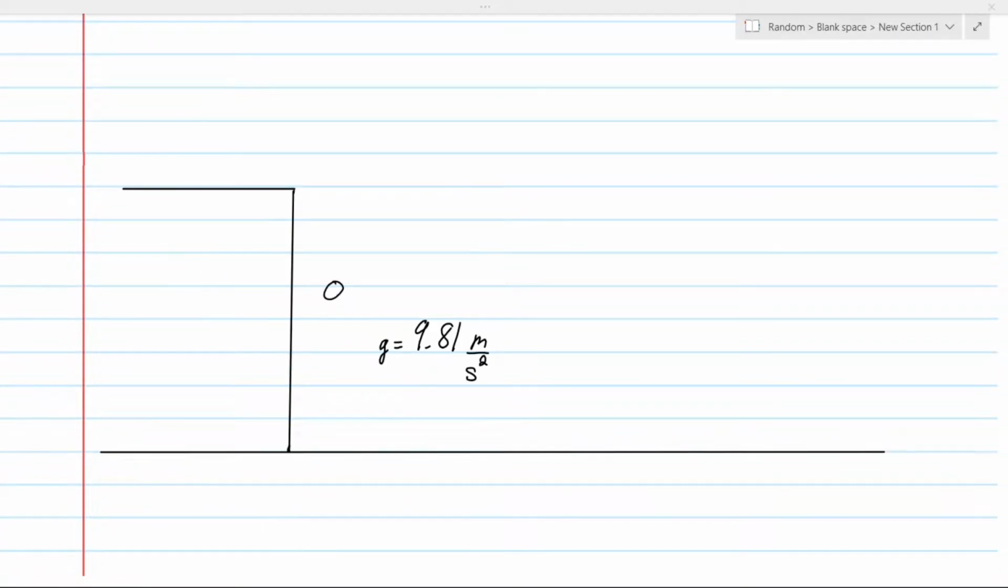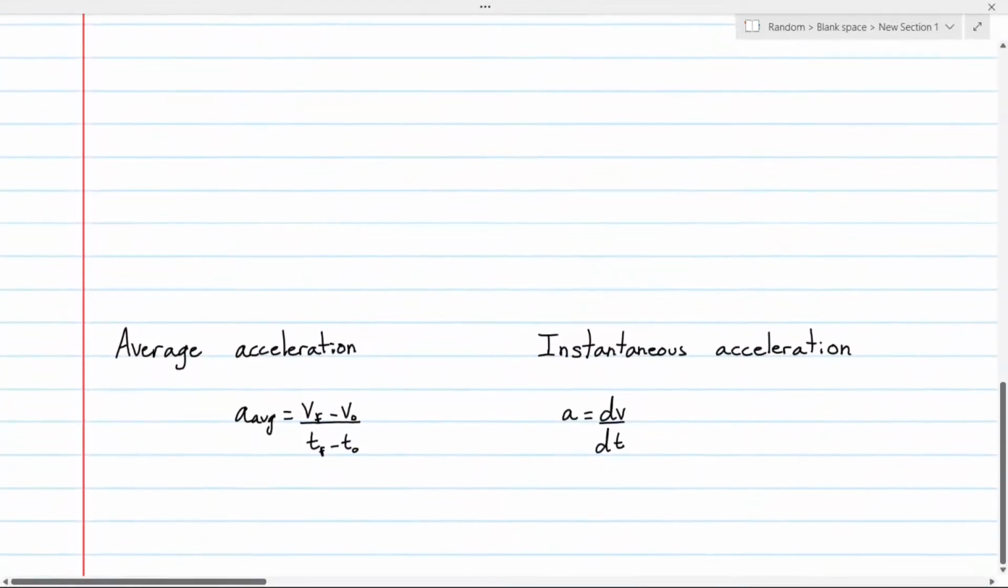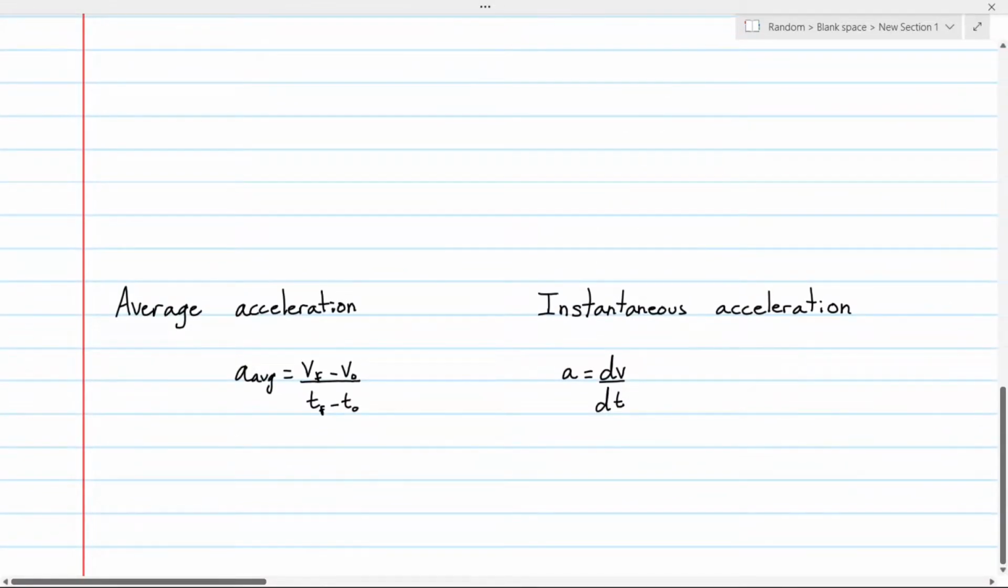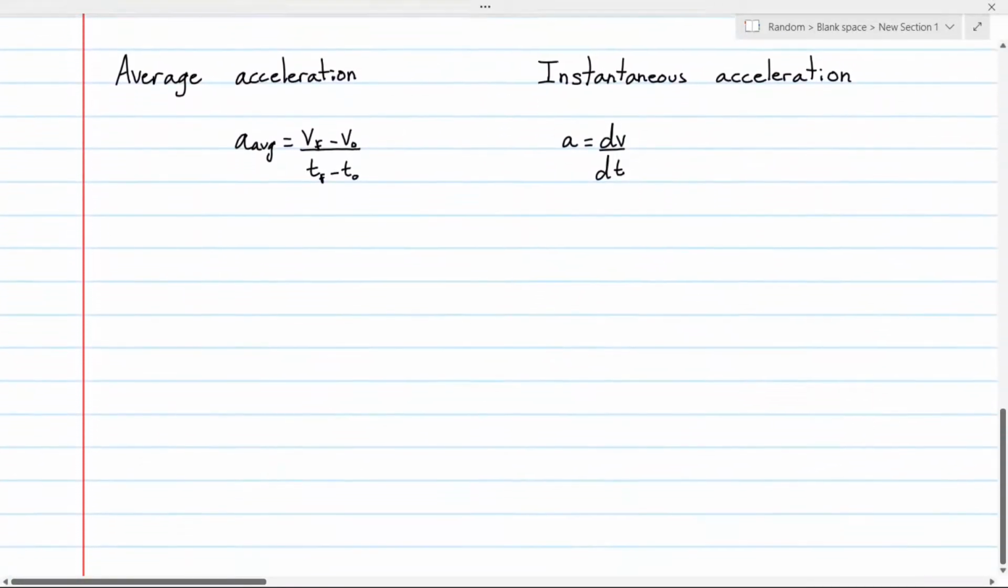If acceleration is constant, then the instantaneous acceleration and the average acceleration are equal. This allows us to work out the kinematic equations in two separate ways. This video will cover both ways side by side. We will start with acceleration.